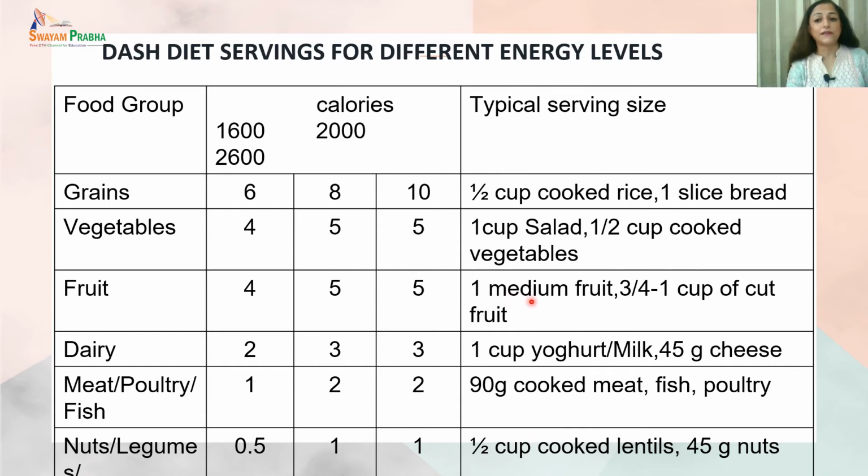All these things are the serving size of each and every food group. And when we talk about sweets, one serving would be 1 tablespoon of sugar or jam. So accordingly, when the calories are increased, these grains, vegetables, dairy, meat, and all these items will be increased proportionately.